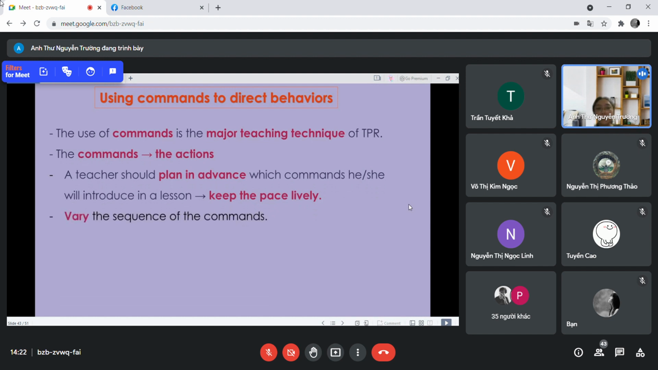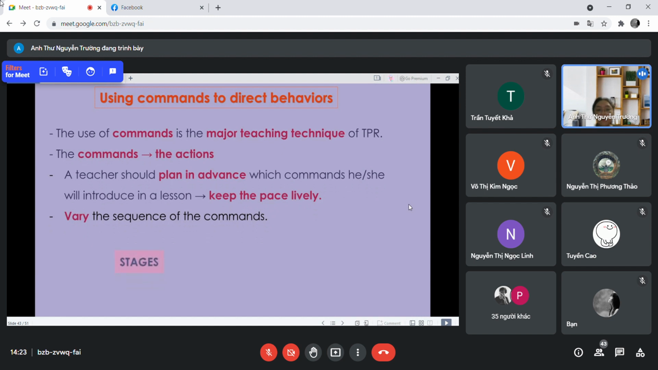And the teacher should vary the sequence of the commands so that students do not simply memorize. The students will not simply memorize the action sequence without connecting that action with the language. It means that there should be no exact repetition of the same sequence, and the teacher should each time vary the routine to avoid the memorization of a fixed sequence of behavior. And the commands should be funny and humorous to make the learning process enjoyable.